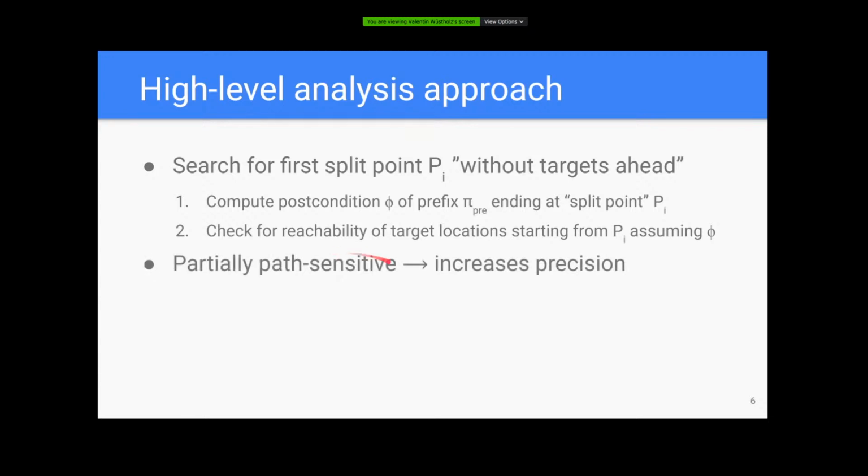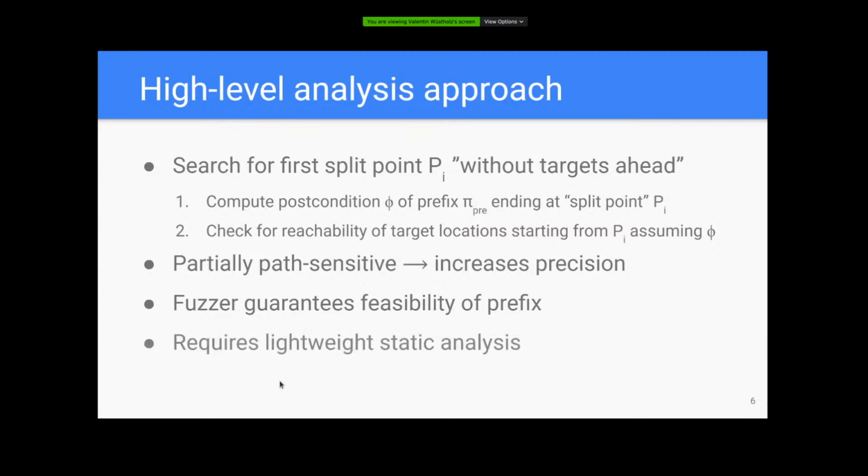So this, as you can see, this analysis is partially path sensitive because for the prefix, we actually just analyze straight line code along this path. So this partial path sensitivity helps to increase precision, for instance, because in the abstract domain that is used, you don't need to do any joins. We also are guaranteed that this prefix is actually feasible because the fuzzer just generated an input that explores it. However, since we run this analysis many times during the fuzzing process, we need to make sure that this analysis is fairly lightweight.